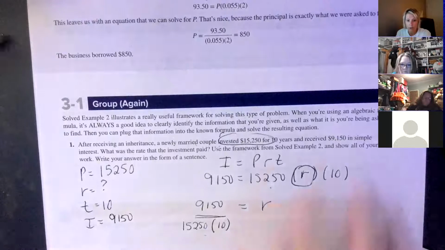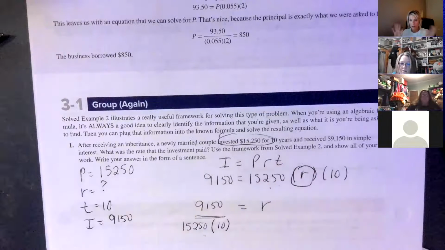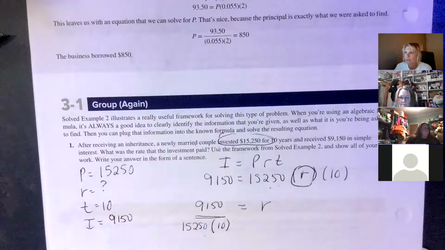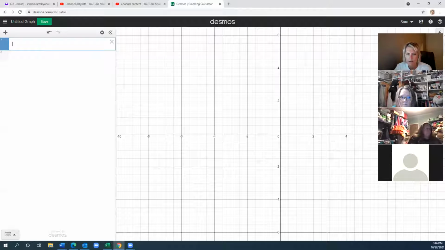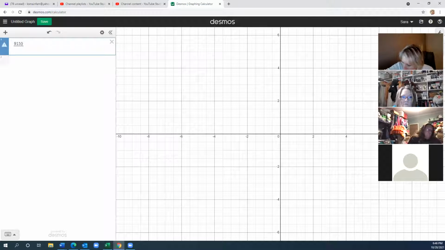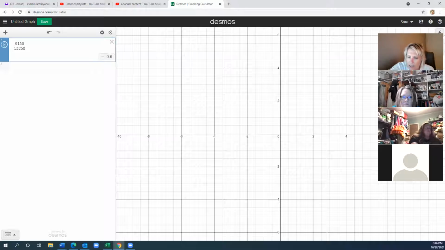You could multiply them first if you wanted to. Some people, that's what I did. Yes, so still remember some of their algebra, and that works just fine. But this is kind of our basic way. I'm going to just show how to type this in Desmos because this can get a little tricky. So in Desmos, we're going to type 9150 divided by 15,250. And now if I hit times right there, it's still in the denominator. Okay. This is what it should look like.